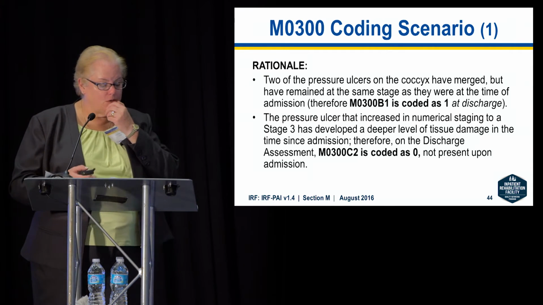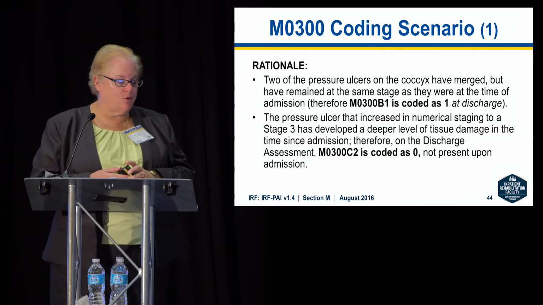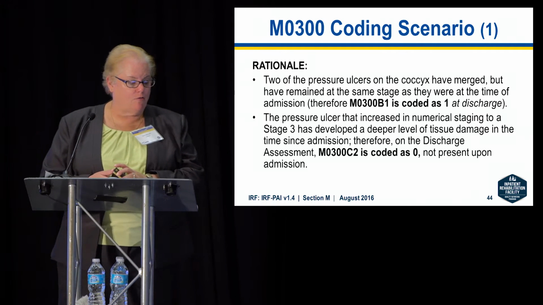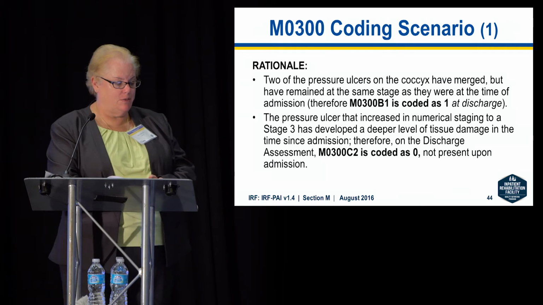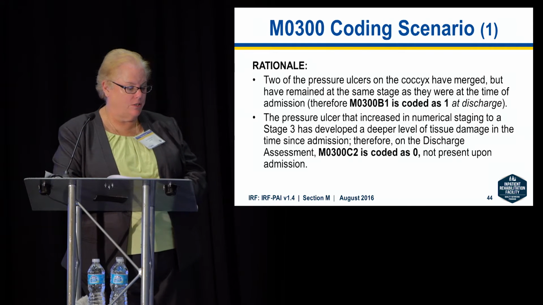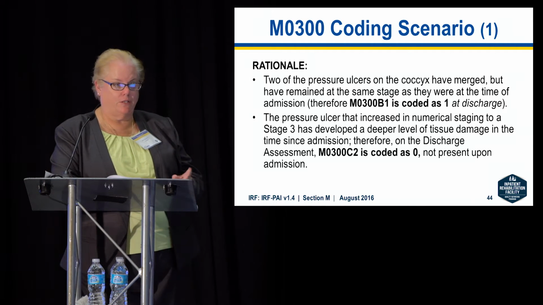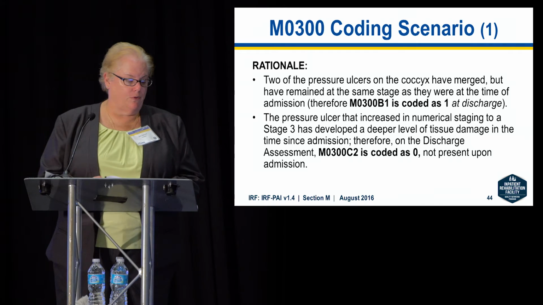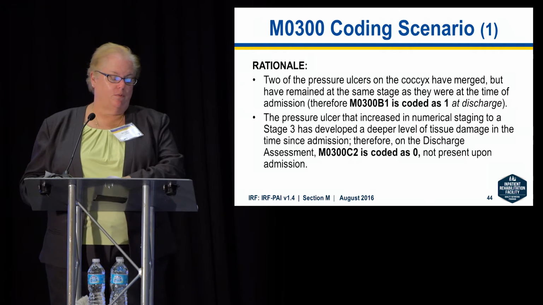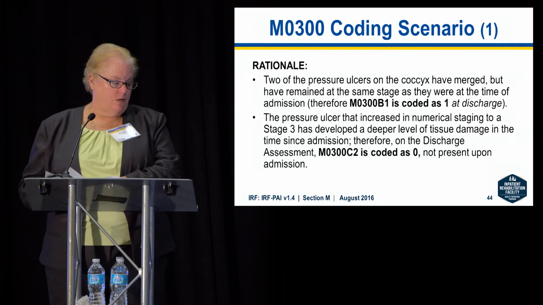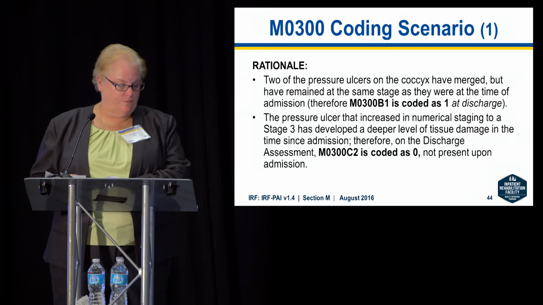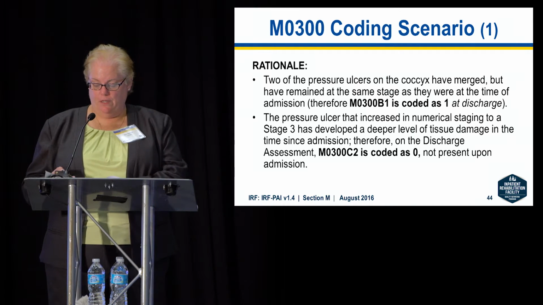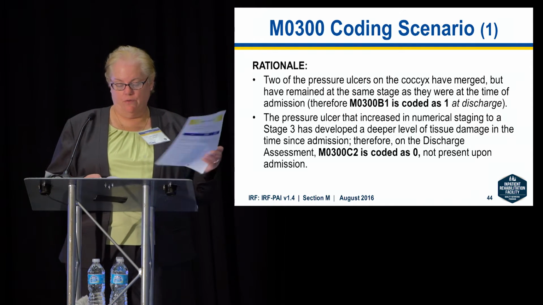And so this is your rationale. It's written out here. 2 of the pressure ulcers on the coccyx have merged, but have remained at the same stage, and they were at the time of admission. So that's coding that as 1 at discharge. And the pressure ulcer that increased in numerical staging to a stage 3 has developed a deeper level. So it wasn't there on admission, but it is there on discharge. So now let's look at coding scenario 2.